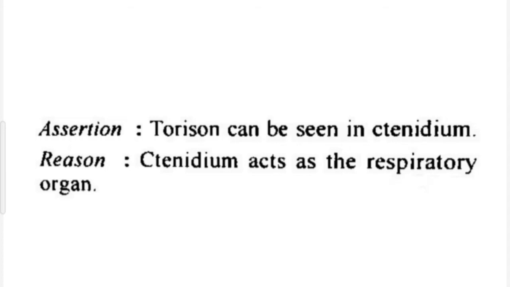Assertion: Torsion can be seen in ctenidium. Reason: Ctenidium acts as respiratory organ. Right answer is option B, if both assertion and reason are true and reason is not the correct explanation of assertion. Ctenidium is a gill situated on the right side of the branchial chamber and that helps in respiration by beating its cilia. And during development, ctenidium shifts from the left side to the right side, and that is called torsion. That is a characteristic of gastropods.